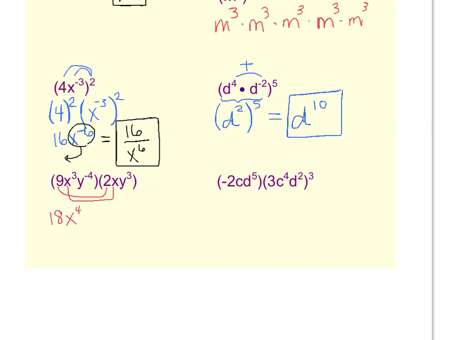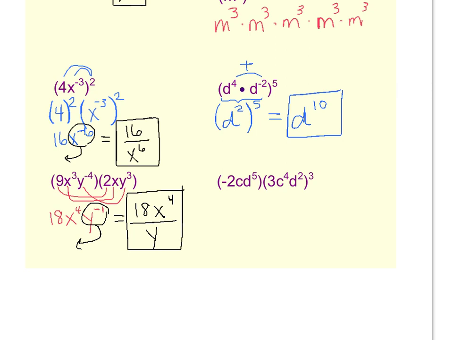And then our last one, we have y to the negative 4 times y cubed. Multiplying the same base, add your exponents. A negative 4 plus 3 is a negative 1. And then we think we're done, but then we say, oh no, can't leave that negative exponent. So that y to the negative 1, that's the only exponent that's negative, that's going to go down to the bottom. So in the end, the 18 and the x to the fourth stay above, and then the y goes down. And now it's y to the positive first power, but I'll just leave it as y, because y to the first and y are the same thing.